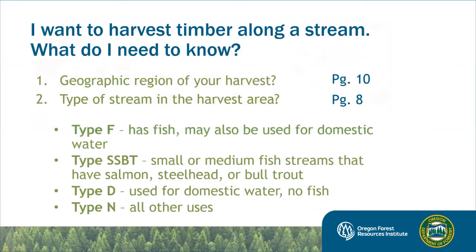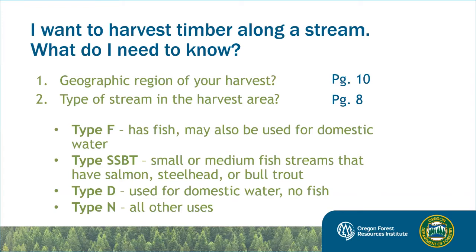Other information that you need to know is the geographic region of your harvest. You can do this either by looking in the illustrated manual or the newsprint copy. For all this information, you could also contact your local stewardship forester, and they can look it up easily. There are different leave requirements for different types of streams in different geographic regions. That's why number 1 is important. Number 2, the type of stream in your harvest area.